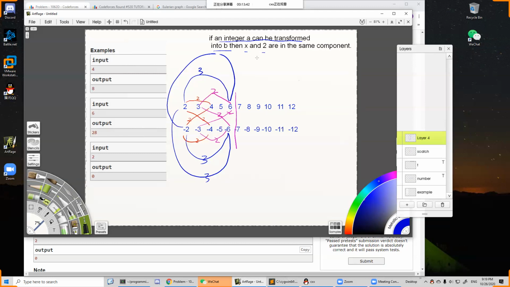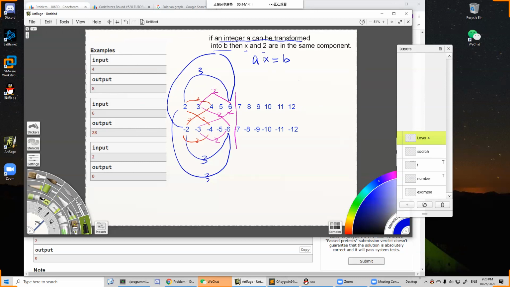In other words, it means if it can be written in this manner, then 2 and x are in the same component. That being in the same component means that there are some bridges linking x and 2, right? So how can we prove that?